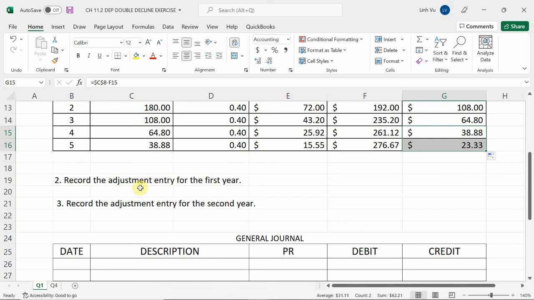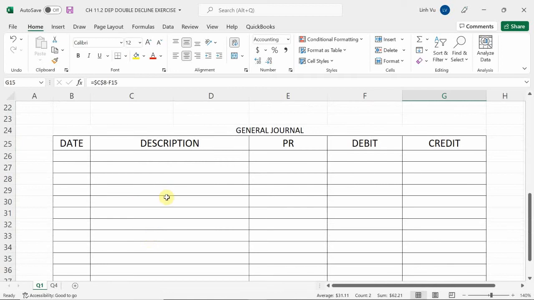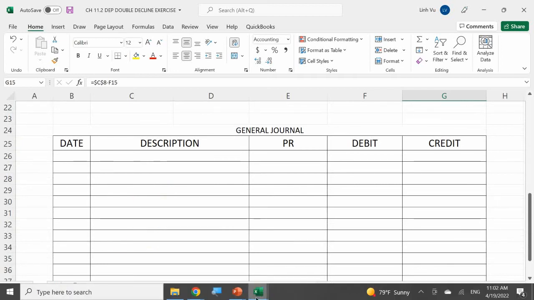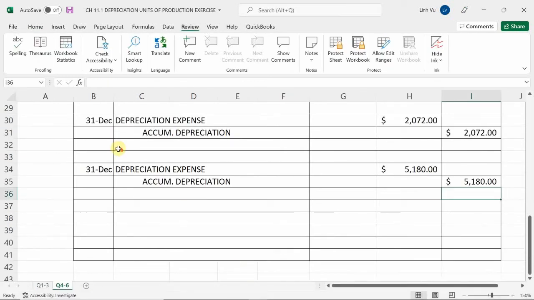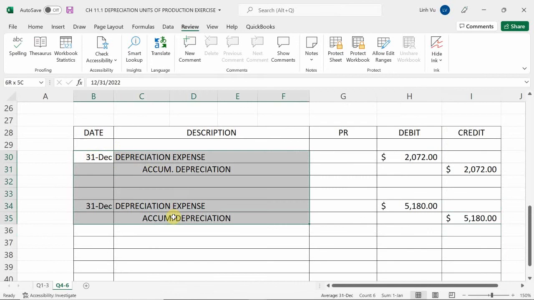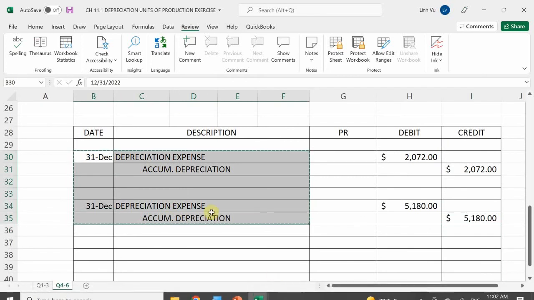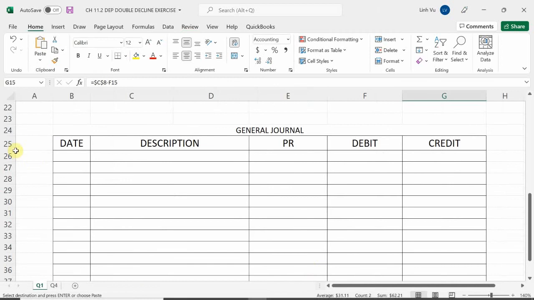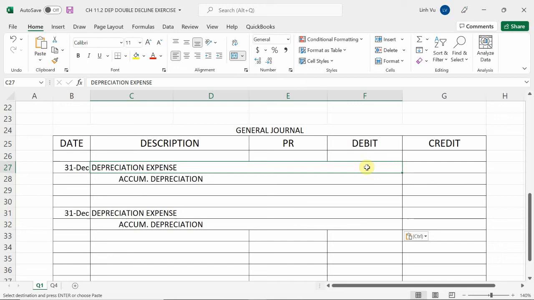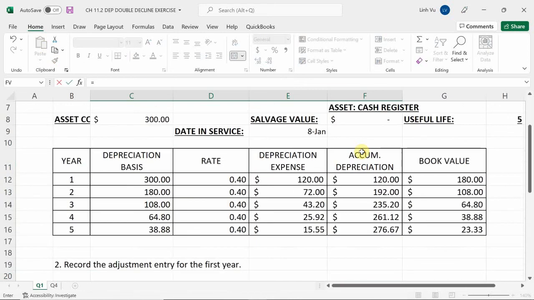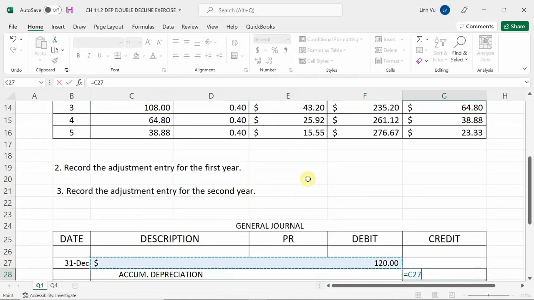So now I need to journalize my entry for the first year and for the second year. So how should I journalize this? Depreciation expense and accumulated depreciation. Good. All right, so what's the depreciation expense for the first year? 120.